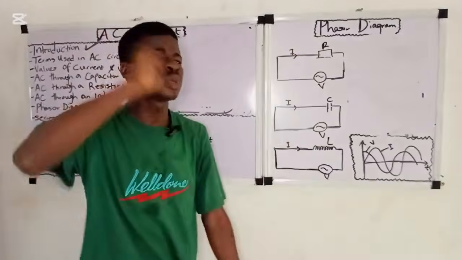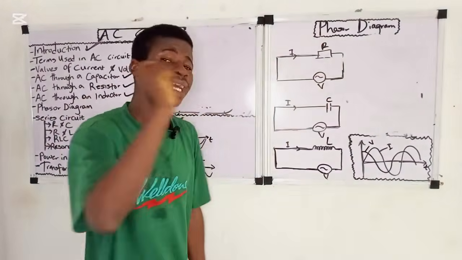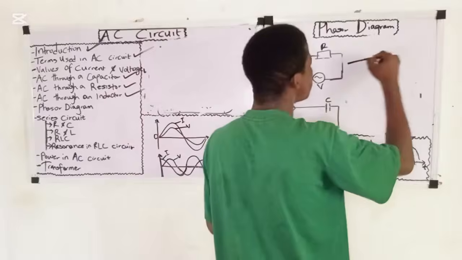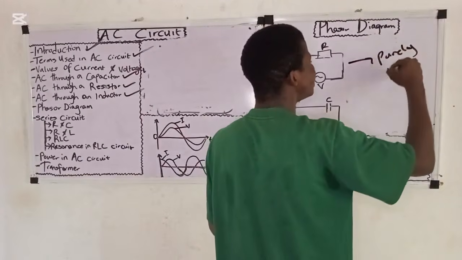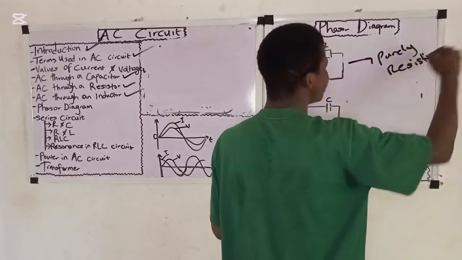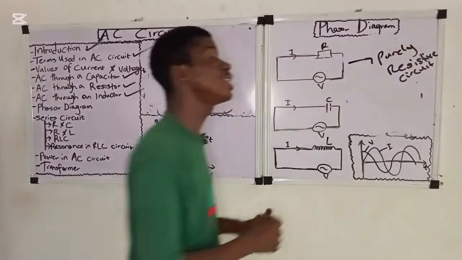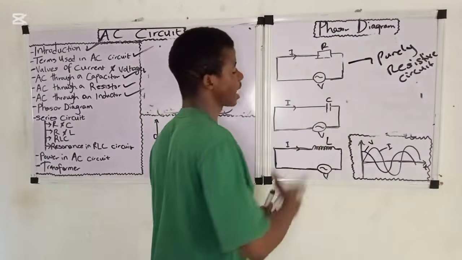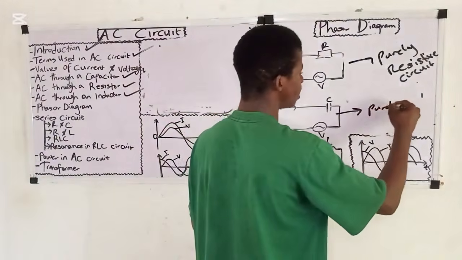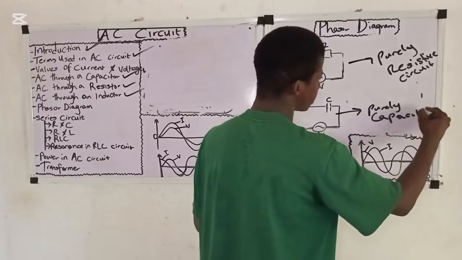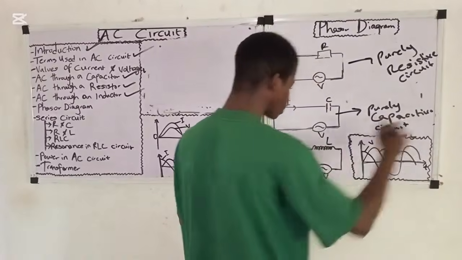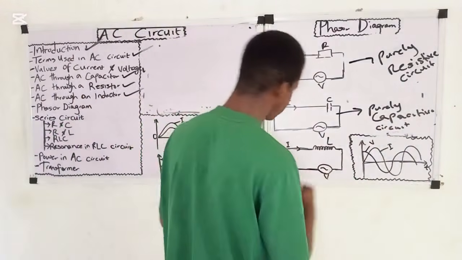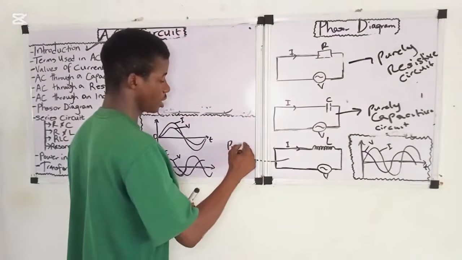This AC circuit that contains only a resistor is known as a purely resistive circuit. A purely resistive circuit is a circuit that contains only a resistor. Same goes for this one: it is a purely capacitive circuit. And this one is a purely inductive circuit.